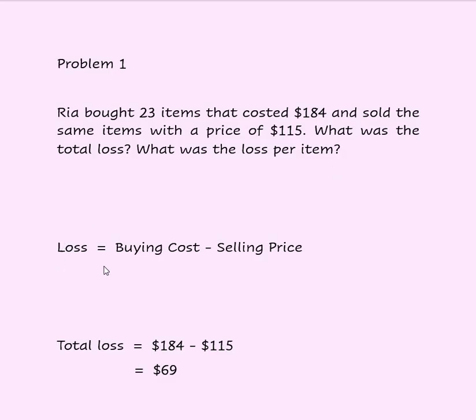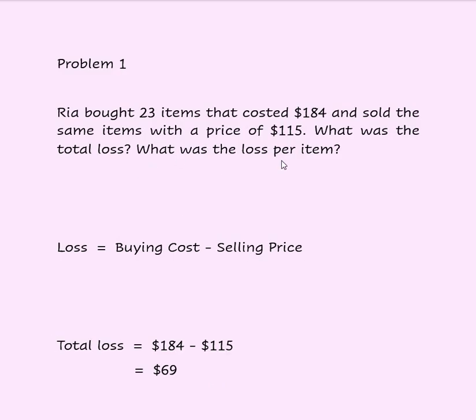We know loss equals buying cost minus selling price. Here the total buying cost is $184 and the selling price is $115. So the total loss will be 184 minus $115, which gives us $69. So this is the amount of total loss.